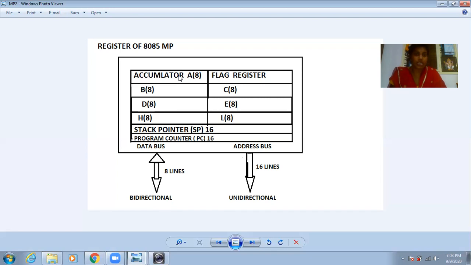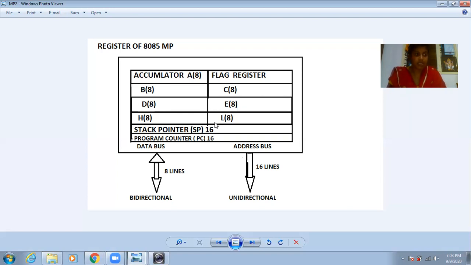Next, here we have some of the registers under the flag register, as I said. We have B, C, D, E, H, and L. All six will be having 8 bits. B will be having 8 bits, C will be having 8 bits of storage, and D, E, H, L, everything will be having 8 bits.